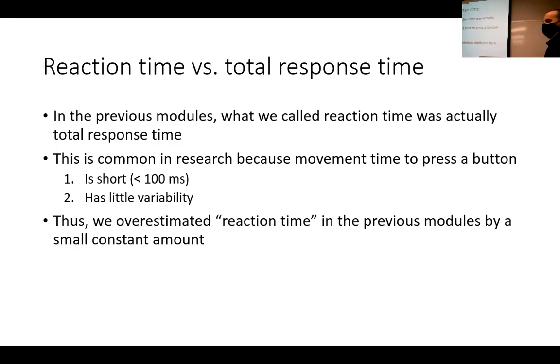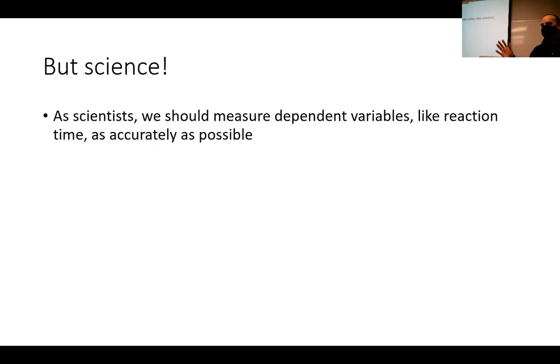So that's my kind of argument for, not a big deal. Now here's my argument for it is a big deal. So what's science? So as scientists, we should measure dependent variables like reaction time as accurately as possible. And sometimes button press studies will say, well, we're not measuring reaction time. They will say we're measuring total response time to be more precise. And that's definitely one approach.